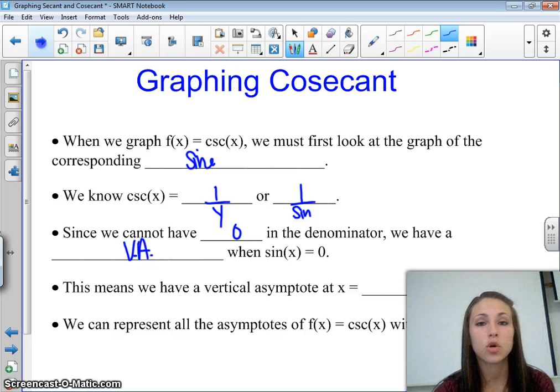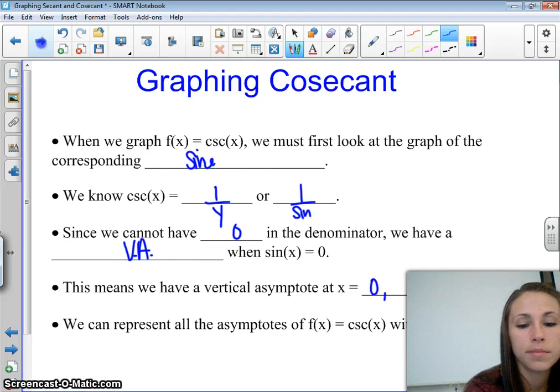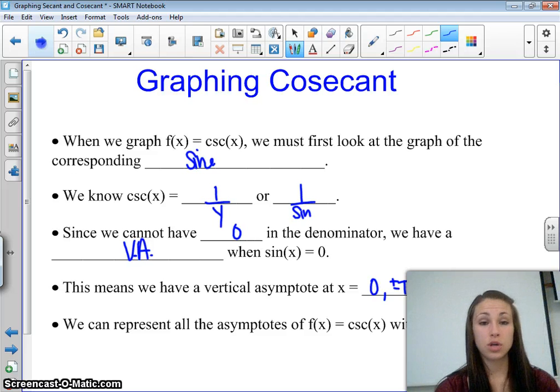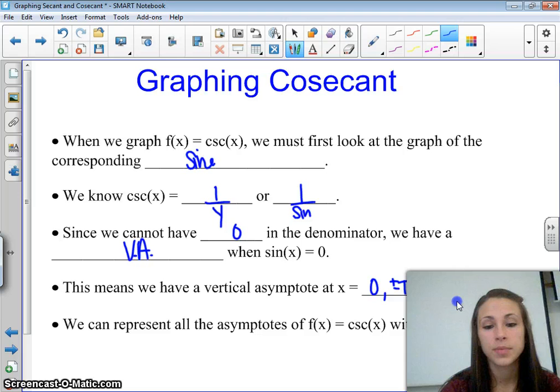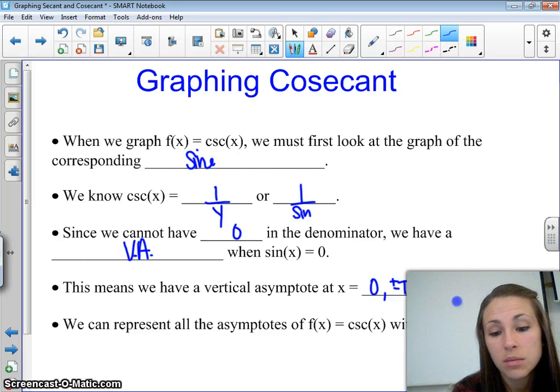Now sine, or y, is 0 whenever you are at 0, pi, now I'm going to go ahead and write plus or minus, and at 2 pi, plus or minus. So you can represent, if you look at all of these asymptotes, these are just multiples of pi. So you can represent all of the asymptotes of cosecant with just n pi.